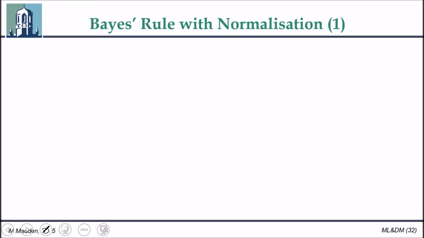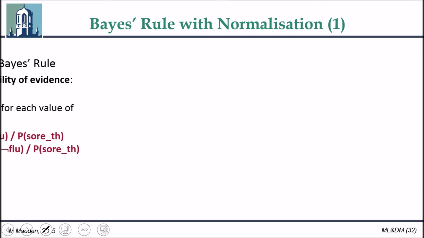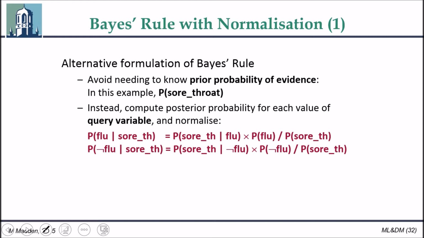Moving on then, having looked at Bayes' rule, we can delve into some of the details of it. In particular, we look at something called Bayes' rule with normalisation. That's an alternative formulation of Bayes' rule, which avoids us needing to know the prior probability of our evidence. Remember, in the flu example, the evidence that the person presents with is their sore throat. So effectively we're going to avoid having to know the value of one of our variables by computing some other things and normalizing away.